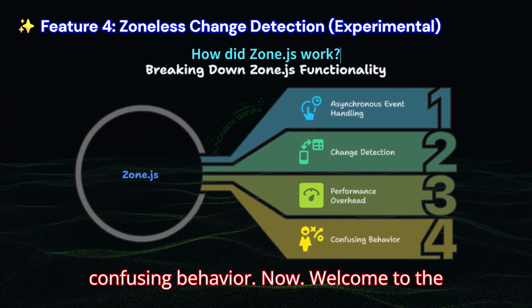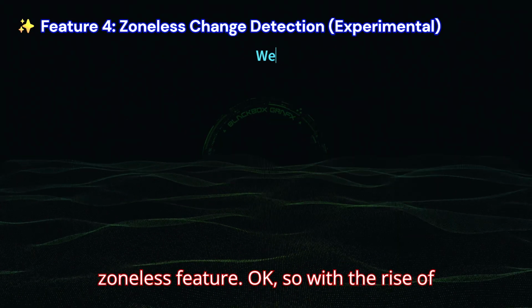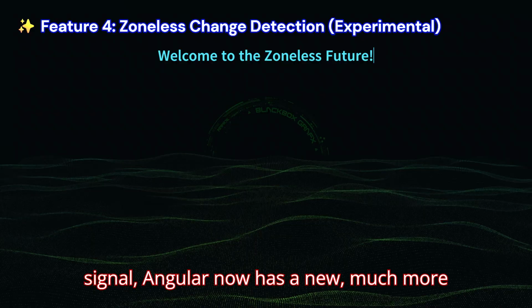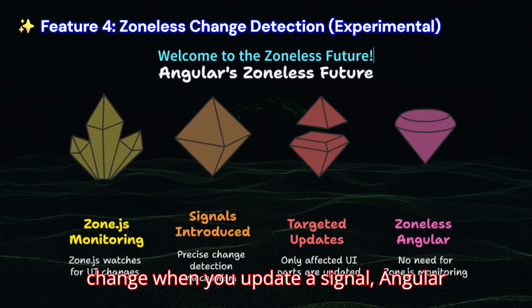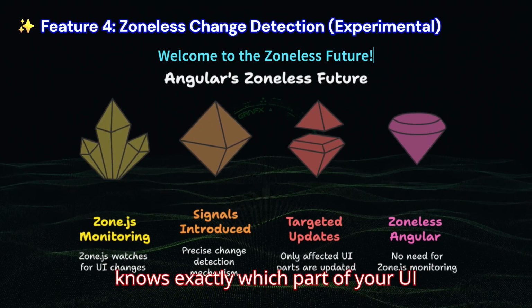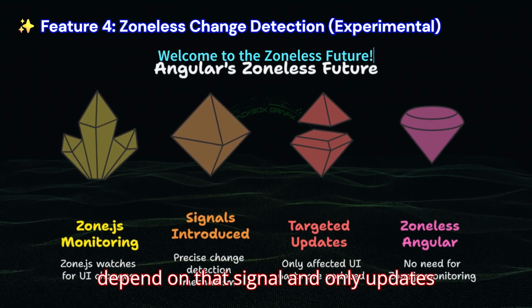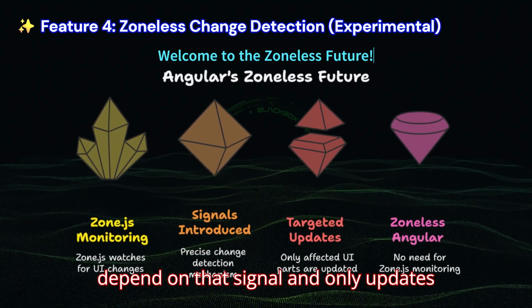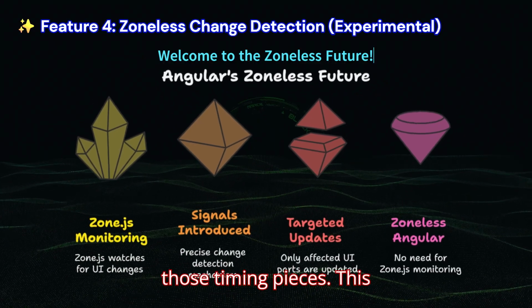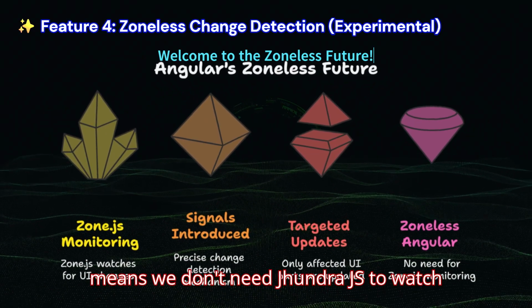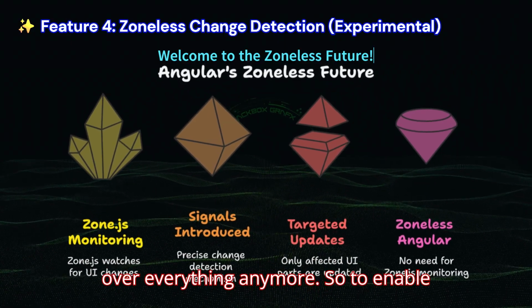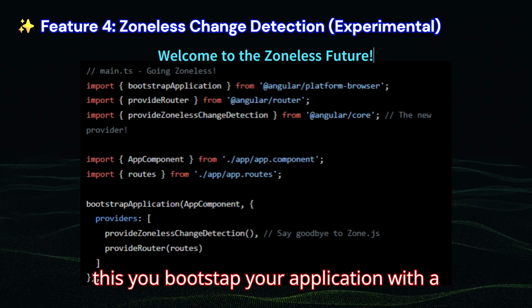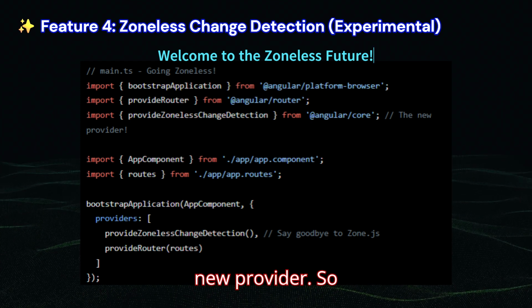Now, welcome to the zoneless future. With the rise of signals, Angular now has a new, much more precise way of knowing what changed. When you update a signal, Angular knows exactly which parts of your UI depend on that signal and only updates those tiny pieces. This means we don't need zone.js to watch over everything anymore. To enable this, you bootstrap your application with a new provider.